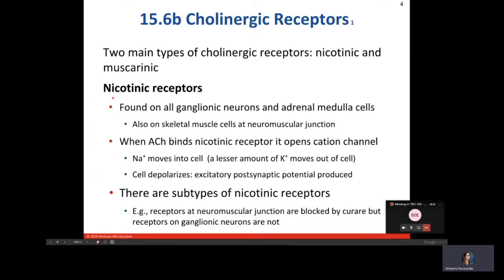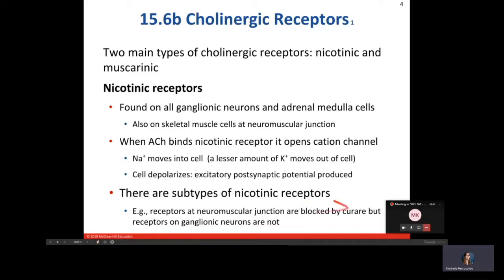They are the ones that are excitatory. When they open, sodium rushes in, and they're always excitatory. They're found on the neuromuscular junction, and a different subtype is found on all ganglionic neurons and the adrenal medulla cells. When acetylcholine binds the nicotinic receptor, it opens that cation channel. Sodium rushes in, a little bit of potassium moves out, but mainly we're interested in the sodium rushing in. This causes the cell to depolarize, right? It's an excitatory postsynaptic potential. So nicotinic receptors are excitatory and produce EPSPs, excitatory postsynaptic potentials.